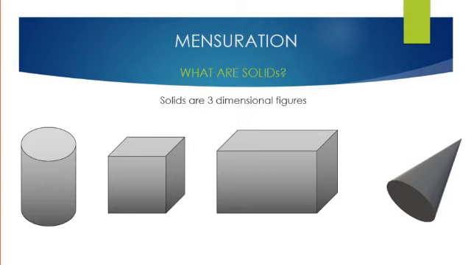So we know what solids are. They are three-dimensional figures. This simply means they've got three dimensions or three lengths. The best example you can think of are the cube and the cuboid. They've got the length, and this is one of the dimensions. Then they've got two other dimensions, the breadth and the height. So this is how you can think of solids. Solids are simply three-dimensional figures. You can see there's the length, the breadth, and the height.